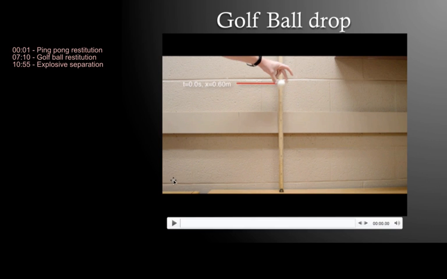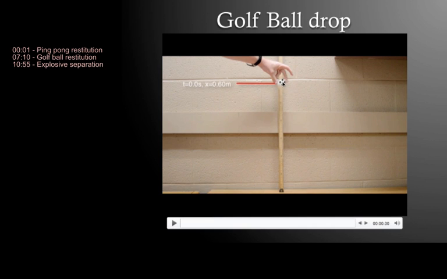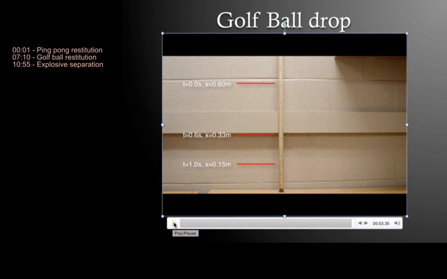In this case, we're going to be dropping a golf ball. You can go ahead and take your guess. Is this going to bounce up from the table higher or lower than the ping pong ball did? So we can see that the first bounce, it only got up to 0.33 meters, whereas the ping pong ball got up 0.47 meters. So let's calculate the golf ball's coefficient of restitution.